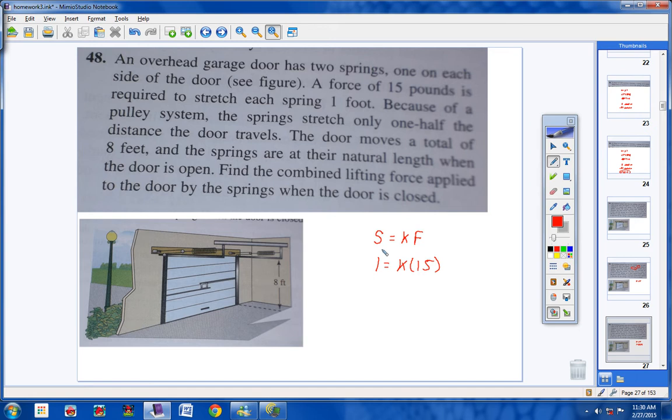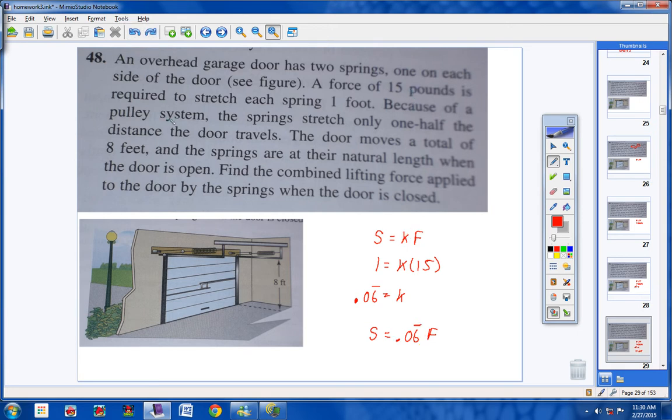So where the S is, I put a 1 for 1 foot. For my force, I put 15, divide by 15, and now you know what K is. That's really, really helpful. So, there's my new model. Here's K. I got rid of it, and I put this. Alright, now, let's see what else it says.